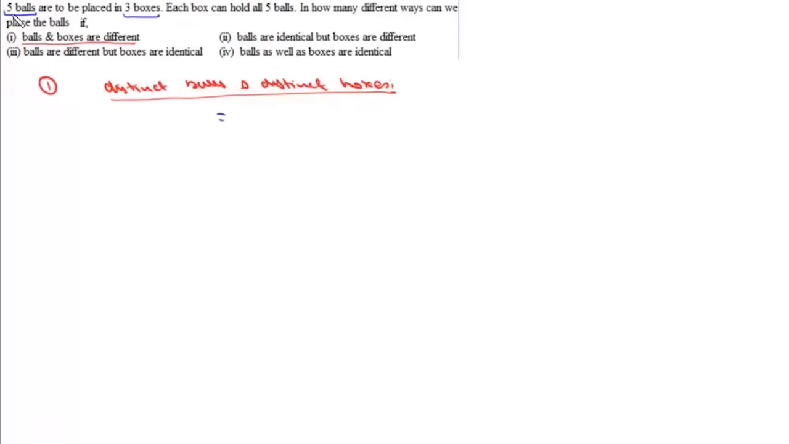Now how do we find the total number of functions defined from set A to set B? For the first ball, we have 3 choices, so it can be put into any of the 3 boxes. For the second ball also, we have 3 choices, and it will be the same for the third, fourth and fifth ball. So the total number of ways in which we can put 5 balls in 3 distinct boxes will be 3 to the power 5.